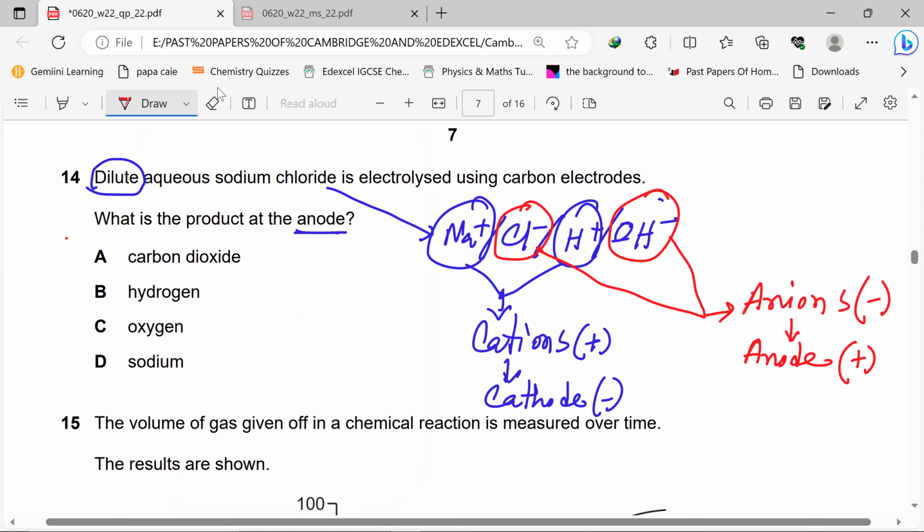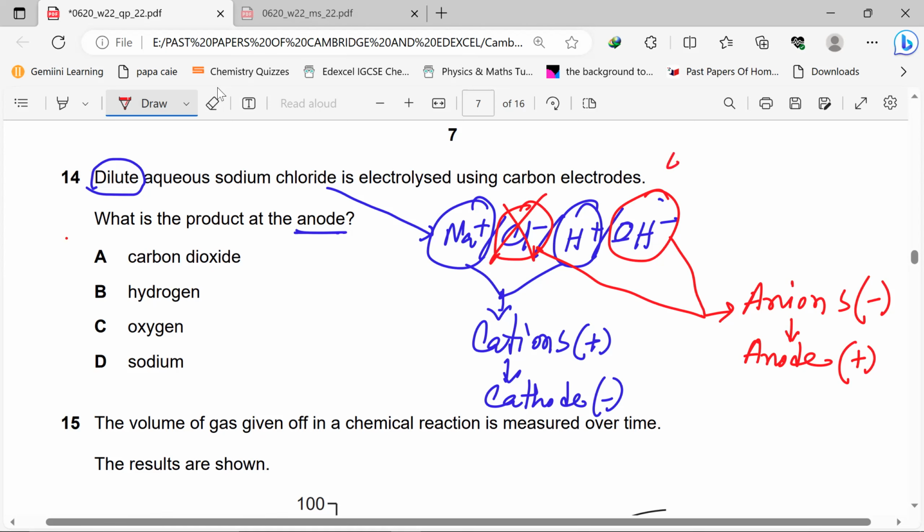So from chloride and hydroxide, which ion will go? What we need to remember is, if the sodium chloride solution was concentrated, then chloride must go. Since it is dilute, chloride will not go. In dilute solution, there is less chloride ion and more hydroxide ion. We have a good concentration of hydroxide ion.